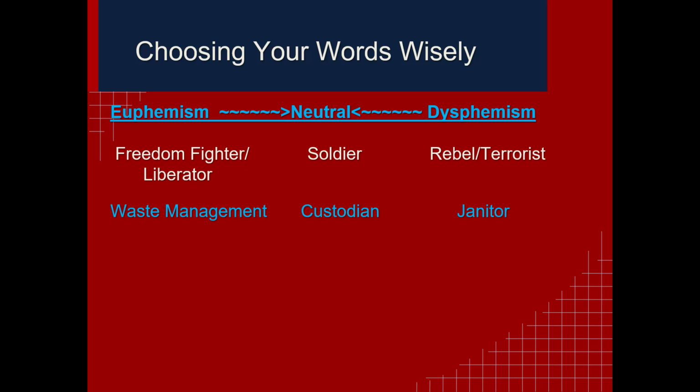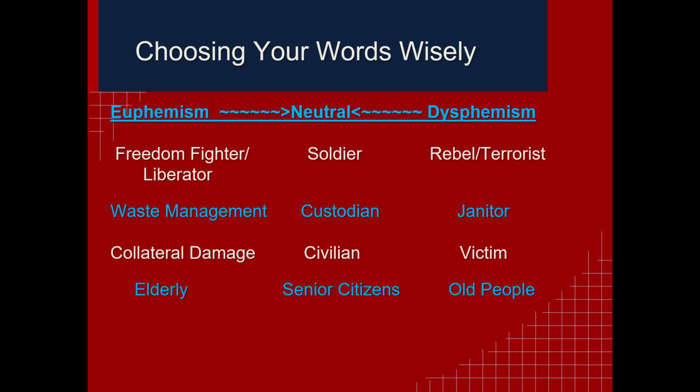Waste management sounds pretty good. Custodian, kind of neutral. Janitor, meh. Again, collateral damage. You'll hear governments use those words. Why don't they call them civilians or innocent women and children? Well, if they want us to feel pity, they will. If they want us not to think that we are killing real people, they'll call it collateral damage. Same thing, elderly, senior citizens, you get the idea. Undocumented versus illegal, right? Which way do they want us to feel about these people?